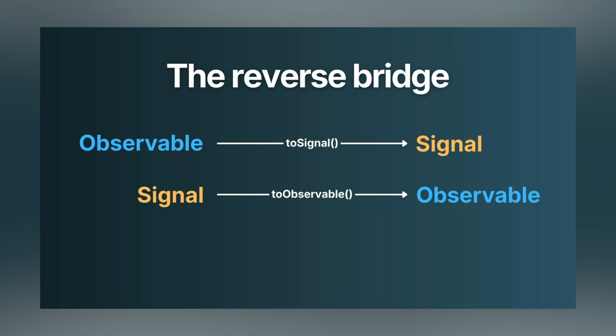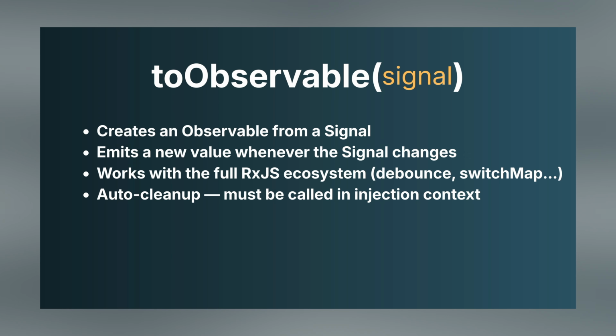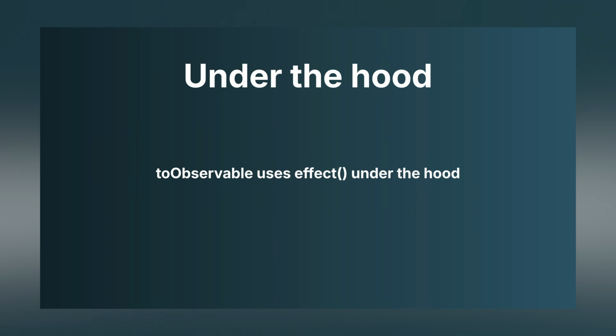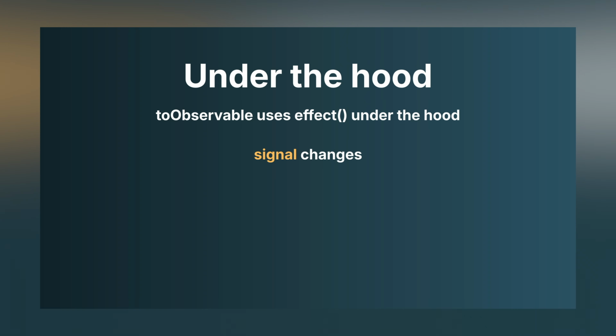In the previous video we created a signal from the observable. Now we do the reverse bridge and create an observable from the signal. What does it do? toObservable creates an observable from a signal, emits a new value whenever the signal changes, and works with the full RxJS ecosystem: debounce, switchMap, or tap. Auto cleanup, must be called in an injection context. toObservable uses effect under the hood. Every time the signal changes, the observable emits.